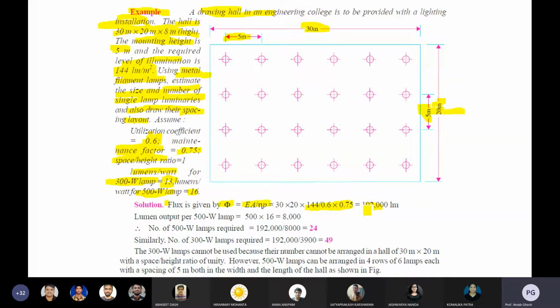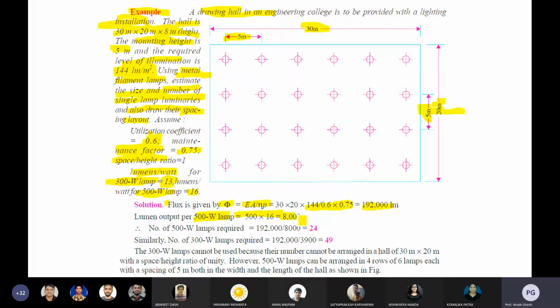Then lumen per watt for the 300 watt lamp is 13, and for the 500 watt lamp it is 16. So what will be the number of lamps? Directly we are getting the values: 500 into 16, it is 8,000.